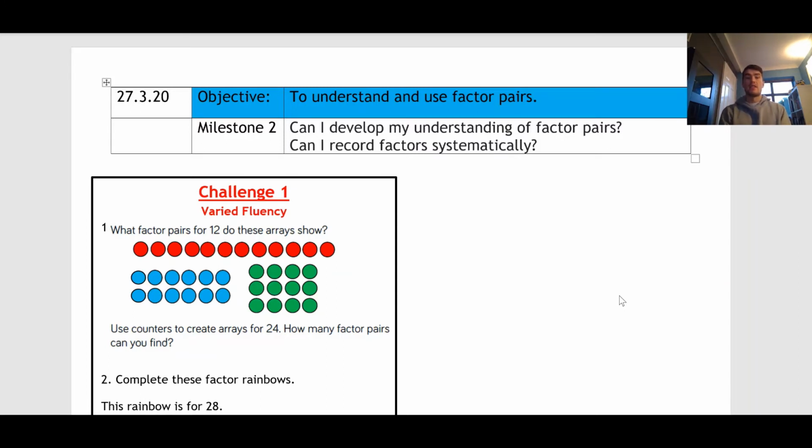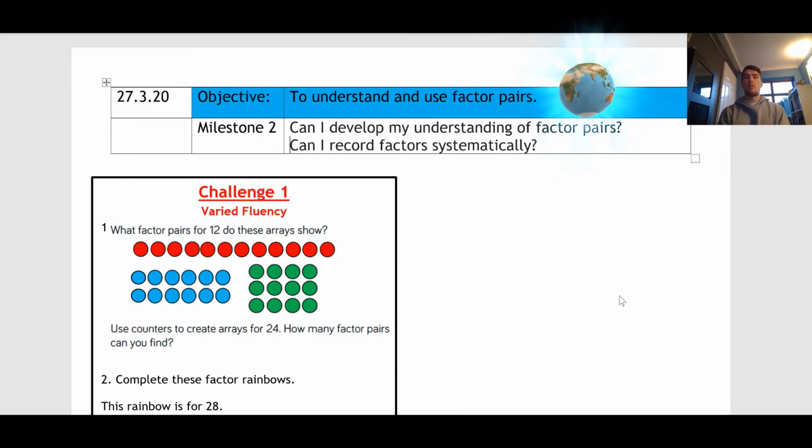So our learning objective is to understand and use factor pairs, and our milestones, the landmarks that we want to reach in our learning, are: can I develop my understanding of factor pairs? Can I record factors systematically? That word systematically means step by step. Can you do it clearly? Can you show evidence of how you're doing it?